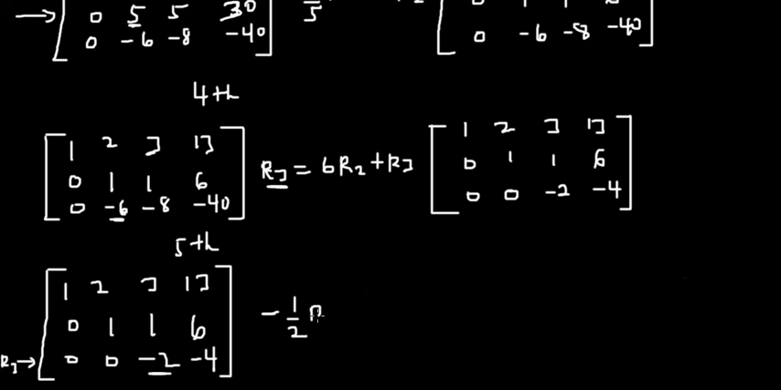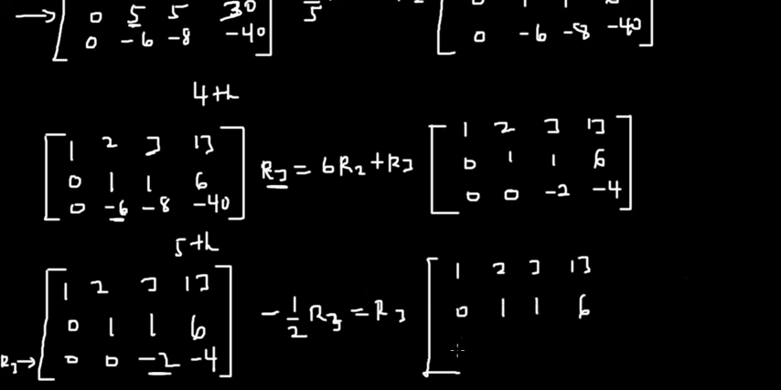Okay, so we have row 3. We just multiply row 3 by minus half, and then we end up with a new row 3. So let's maintain our first row: we have 1 2 3 13, and then we have 0 1 1 6.